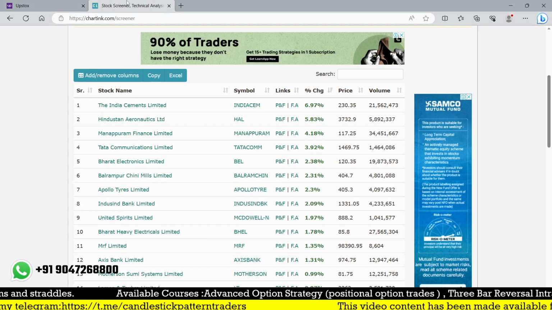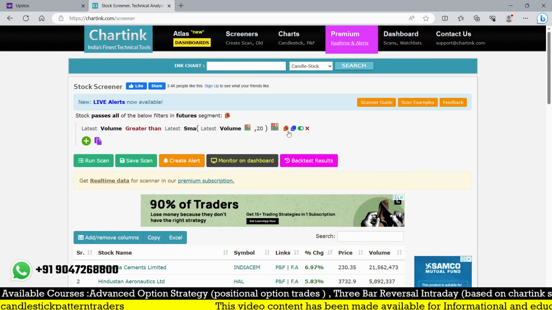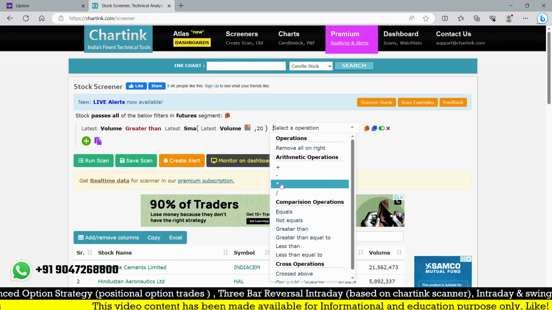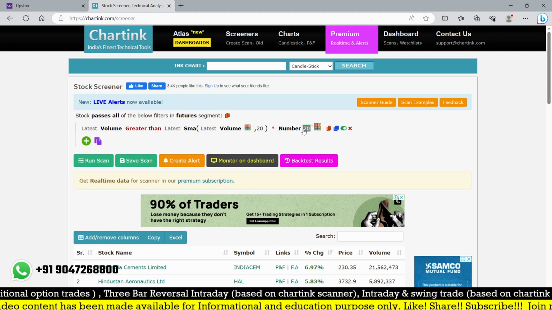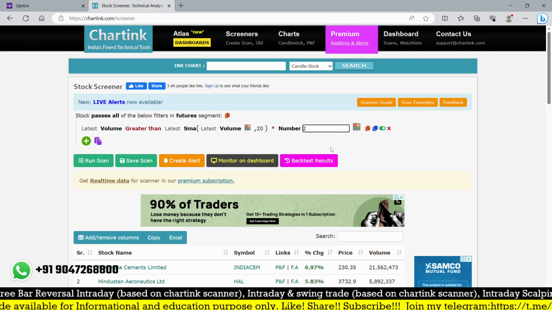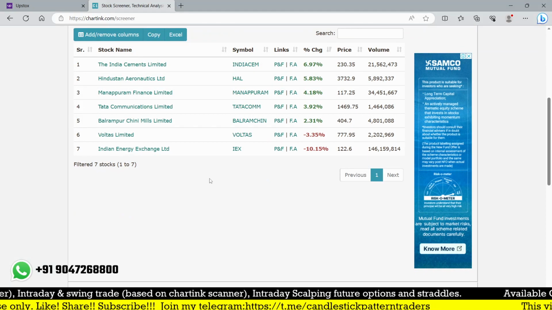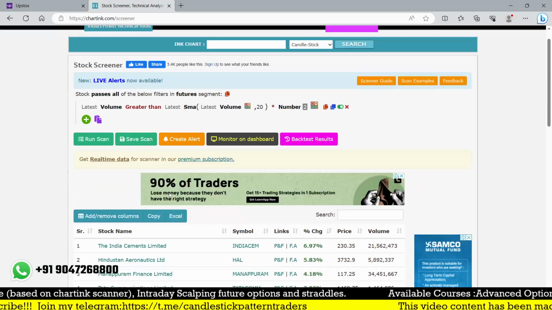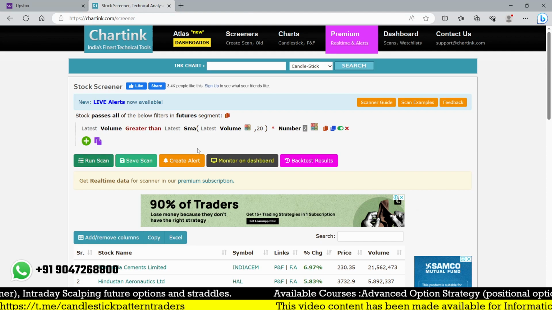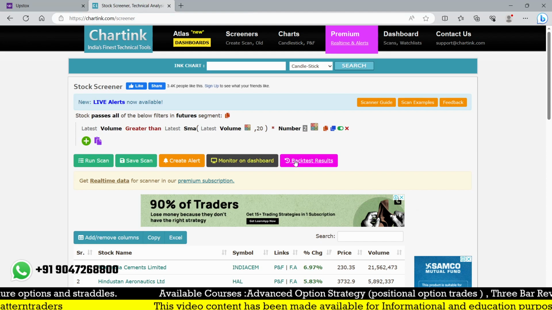Okay. So what I'm going to use, and that volume should be greater than, maybe around 2 times or 3 times, whatever you want. So I will go for a 2 times volume. If I'm taking out 2 times volume, we got the list, only 8 stocks from this list.